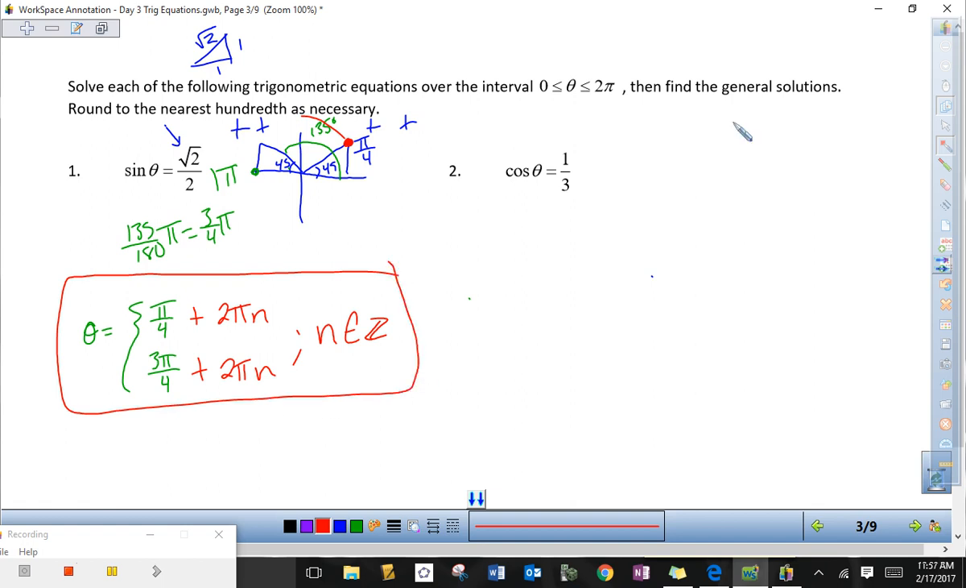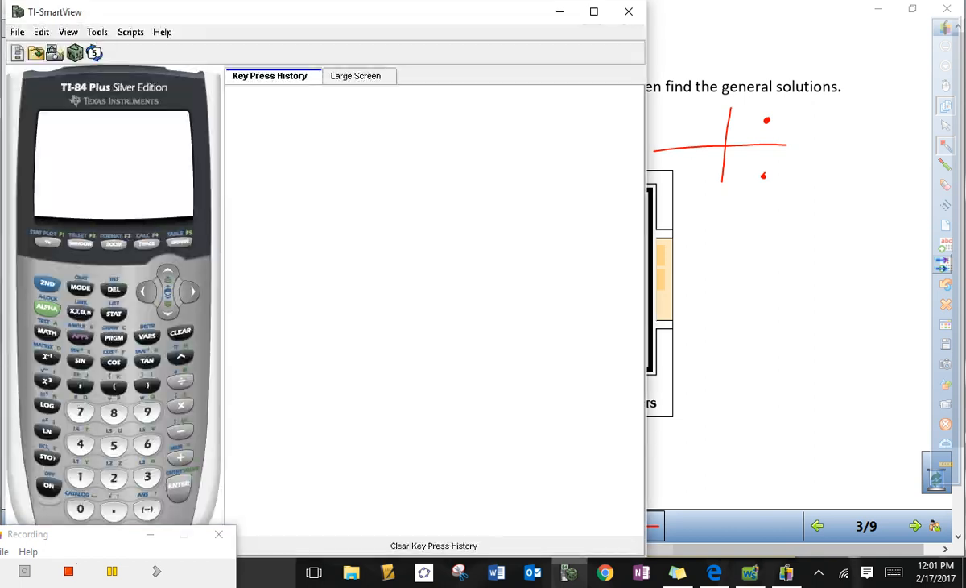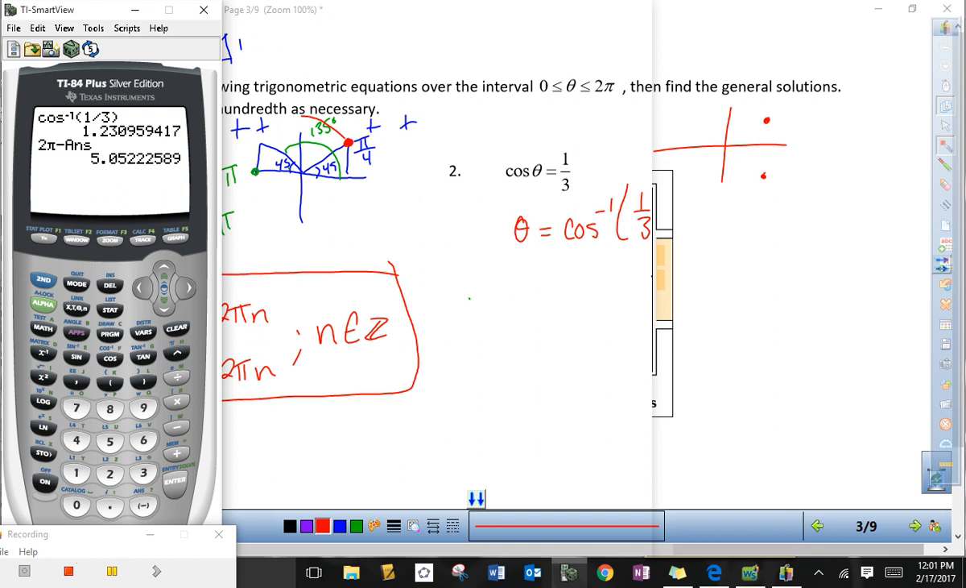Alright, the next one, we're looking at cosine this time, and cosine is positive in the first quadrant or in the fourth quadrant. The difference here, though, is 1 and 3. I don't have a special right triangle that has those numbers on there. But I'm trying to solve for theta still, so I can find theta by using the inverse cosine of 1/3. Now, I know that this isn't a special right triangle, so I don't expect to get an answer that looks very nice. So, inverse cosine of 1/3.